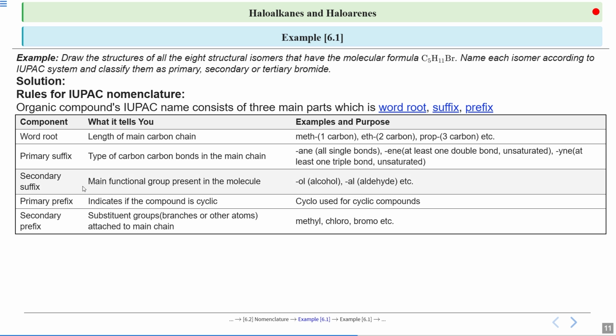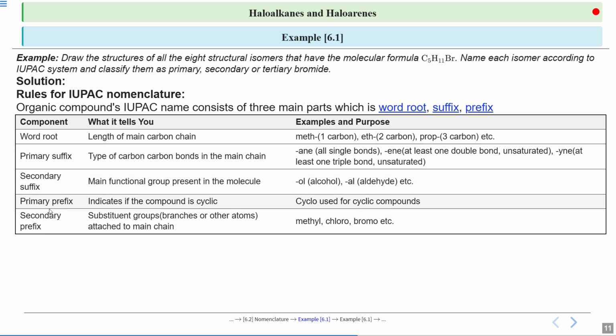Next component is the secondary suffix. The secondary suffix tells you the main functional group present in the molecule. Either it is a halogen or any functional group that you have to identify, which is present in our parent chain or in our molecule. For example, we use ol for the alcohol functional group. We use al, that is aldehyde, as a secondary suffix for the aldehyde functional group, etc.